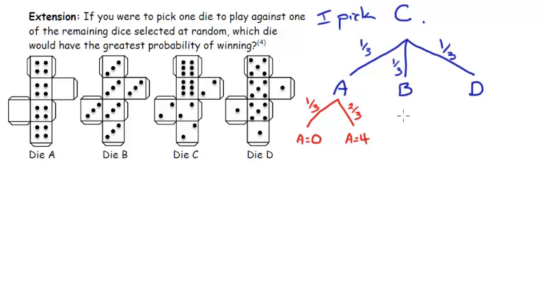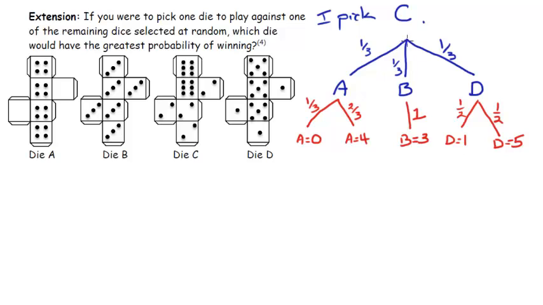If you pick B, this is an easy one. B is always a 3, so that happens 100% of the time. Next, D could either be a 1 or D could be a 5. And this happens half the time and half the time. Now, why this one is an extension problem, I'm going to leave it to you to finish.